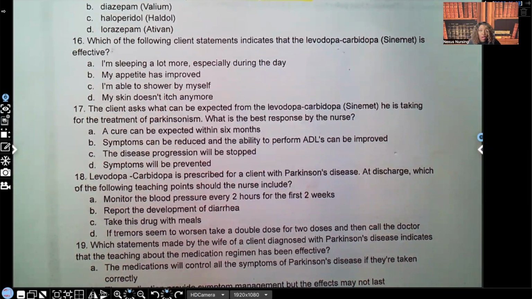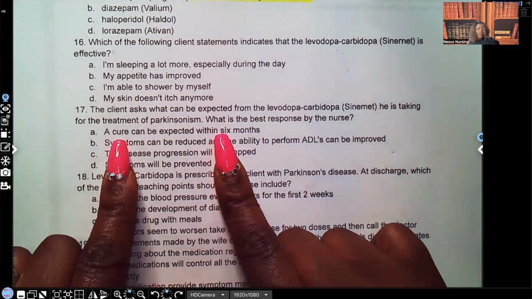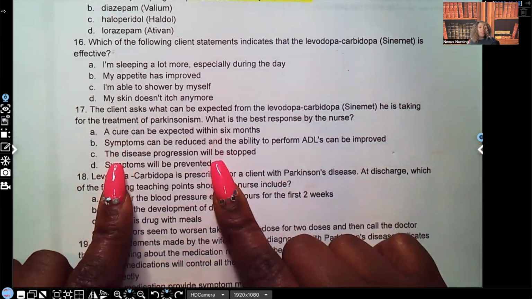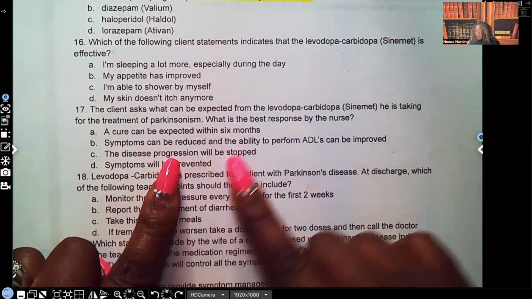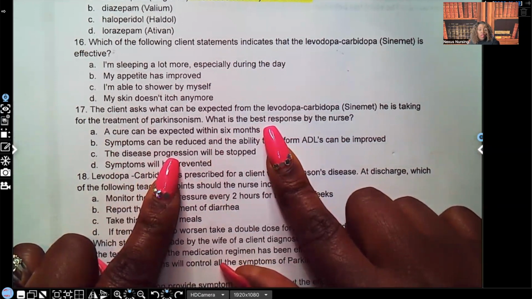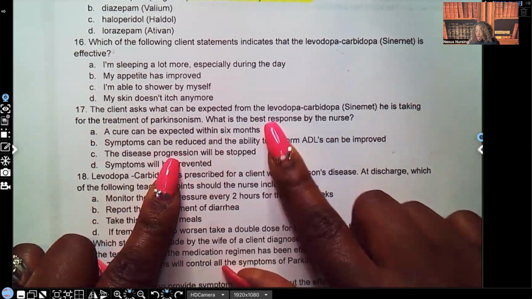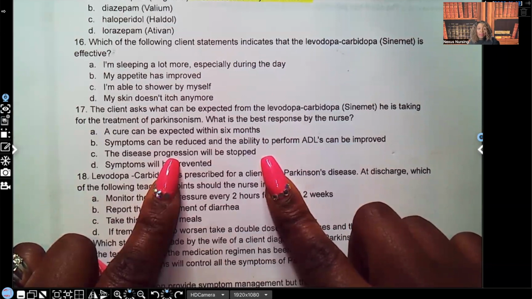There is no cure. So look at choice A. A cure can be expected in 6 months. No, it can't. So we know that's wrong. Look at choice C. The disease progression will be stopped. Isn't that the same thing as saying there's a cure? This is a multiple choice, so only one answer can be correct. So if one is false, number 3 has to be false as well, because they're saying the same thing. There is no cure. So we know for a fact A and C are wrong.